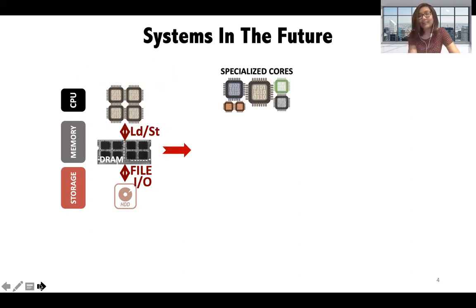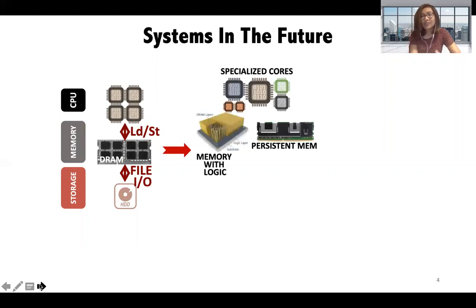But currently, with the end of Moore's law, we actually have systems which look very different from what we had. So we have these specialized cores. We are investing in how to make these accelerators for very specific domains. Then we also have innovation on the memory side. We have memory with logic. We have persistent memory, which unifies the characteristics of both memory and storage.